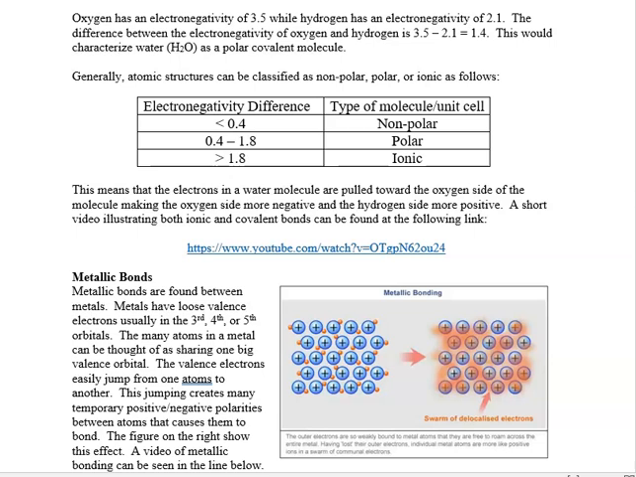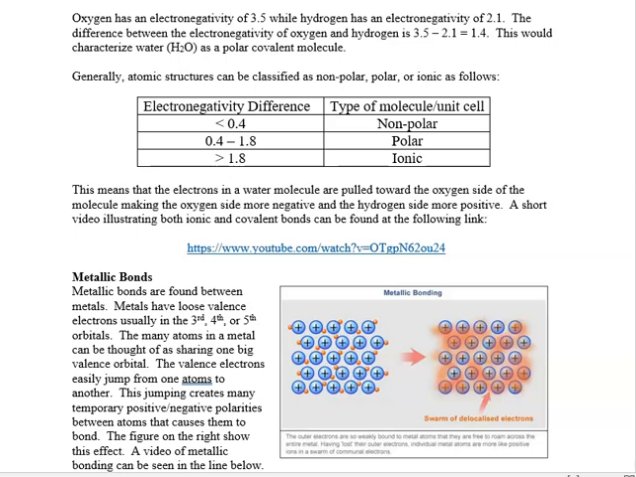If it's between 0.4 and 1.8, it's polar. So it's not enough of a pull by one of them. Water would be an example of that. There's an electronegativity difference between oxygen and hydrogen of 1.4, so that falls in that range. That means the electrons are going to be pulled mostly towards oxygen, but not enough so that you would call it an ionic bond. They just tend to be pulled more towards oxygen. So that would be a polar covalent molecule.